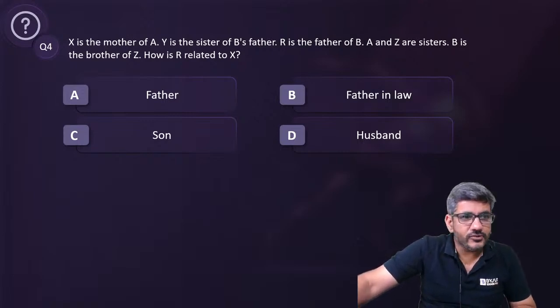Did not count Rajat. Soumya, because of you all, everyone answered C. You were the first person to answer C, then everyone said C, C, C, C.